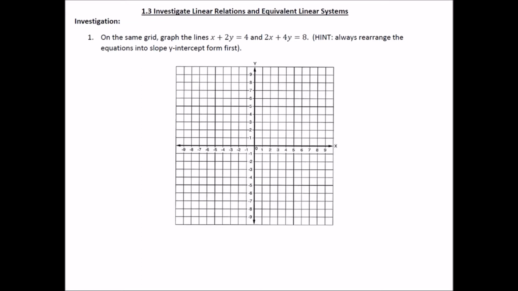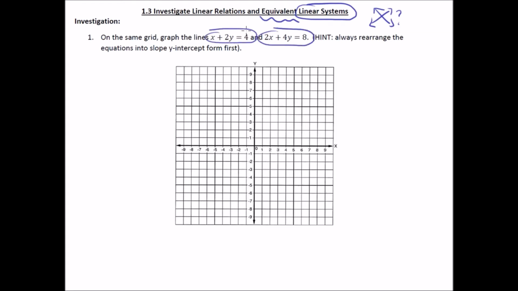In 1.3, we're going to investigate linear relations and equivalent linear systems. Okay, so just to recall, a linear system, what is that? That's when we have two lines and we want to know, do they intersect? Okay, so on the same grid, graph these two lines.